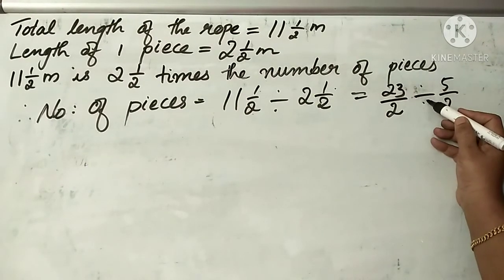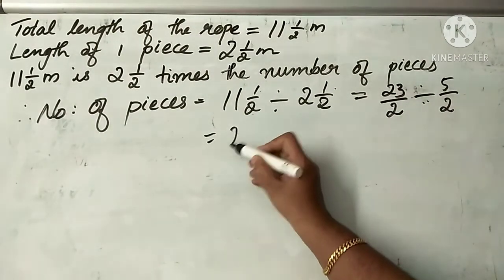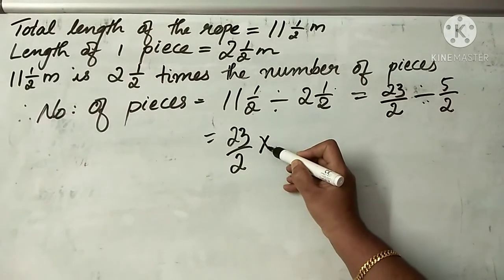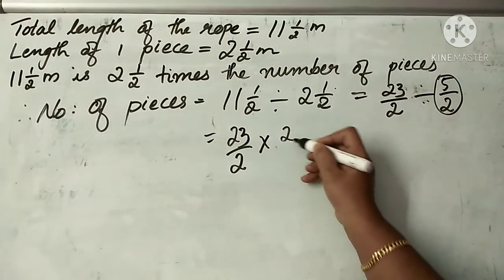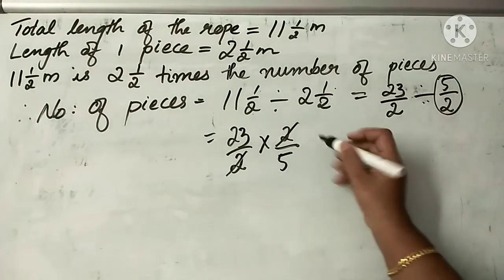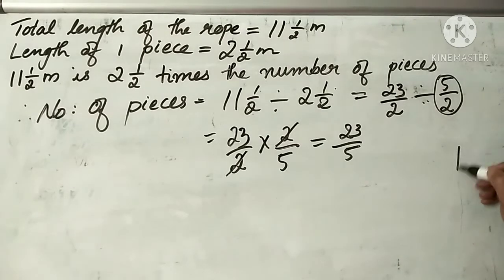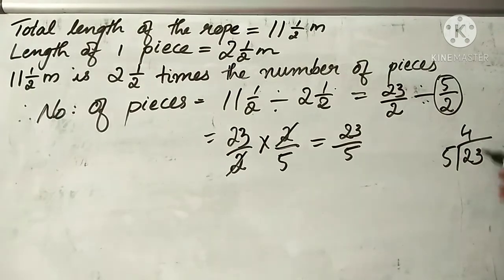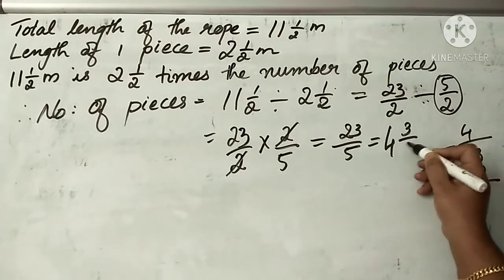Instead of doing division, we can do multiplication. The first number we write as 23 by 2. Instead of division, we do multiplication, so we take the reciprocal of the second number, that is 2 by 5. So this 2 can get cancelled. Now 23 by 5. When we divide 23 by 5, how many times do we get? 4 times 20, balance 3. Answer is 4 3 by 5.